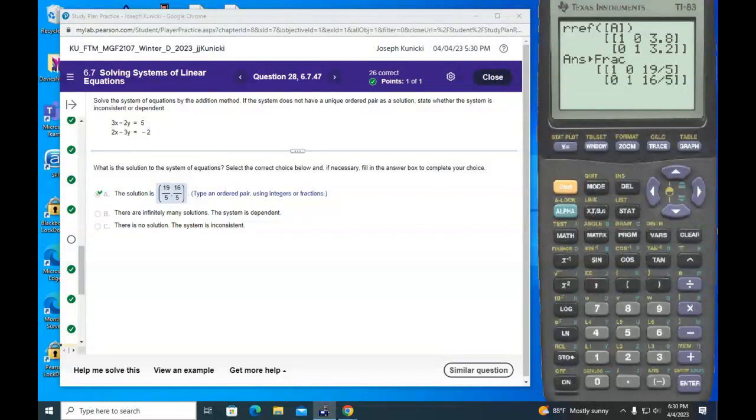Now, if I would have got zeros down here all the way across the bottom, then it would have been dependent. If I would have had zeros across the bottom and a number here, 0 equals something, false statement. So I would have had no solution. See, the calculator does everything for us now.